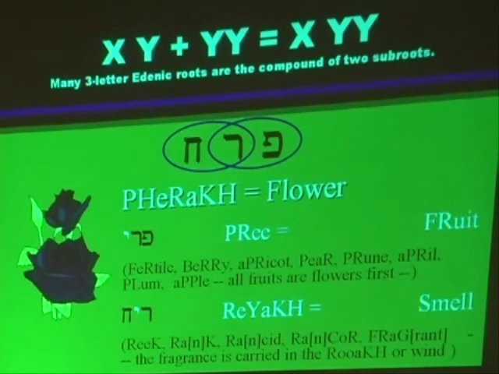For example, look at the English over there, what does apricot, pear, prune, plum, and apple have in common? They're all fruits, right? What letters do they have in common? The P and the R. The P and the R appear in the Hebrew word pri, fruit. In the word perach also, flower.